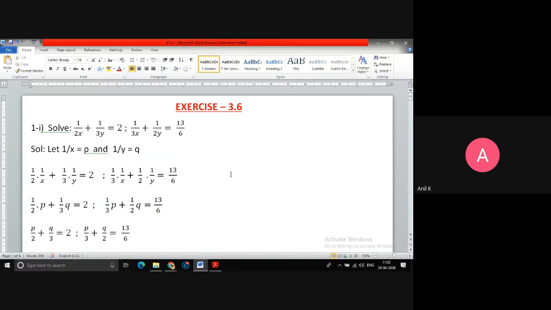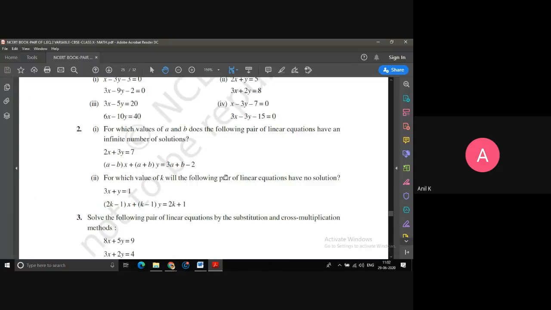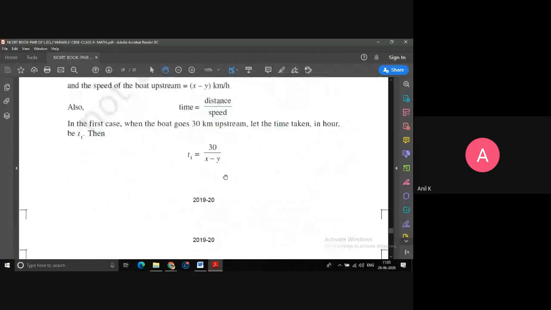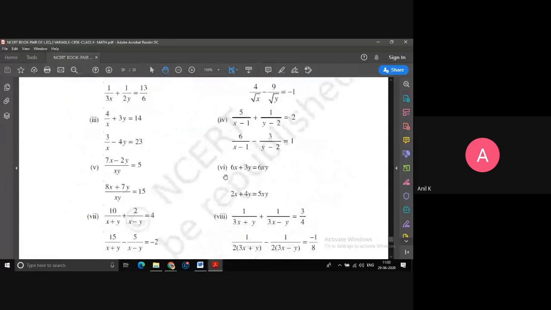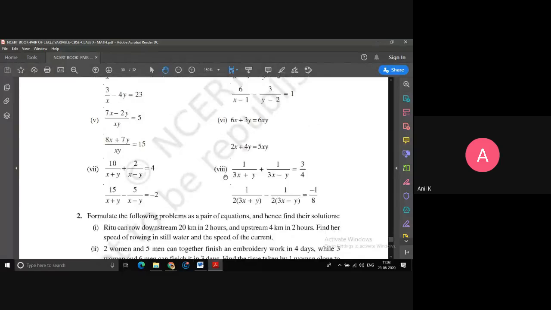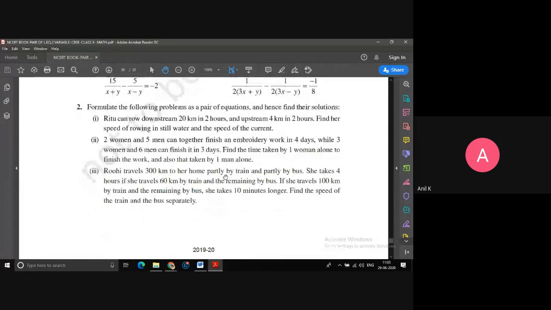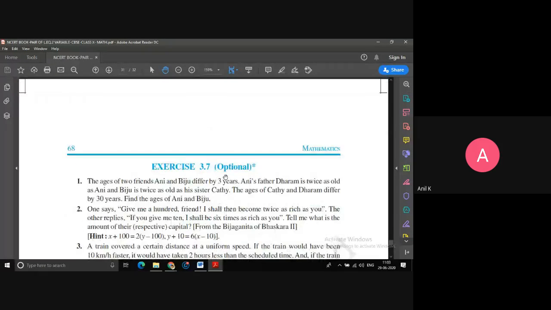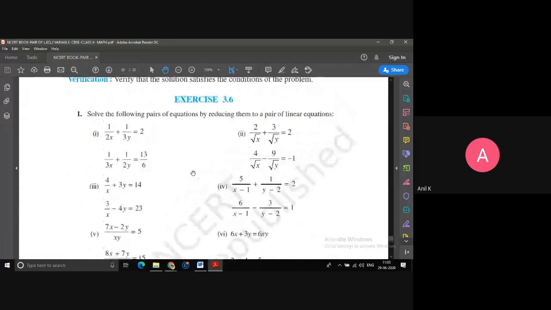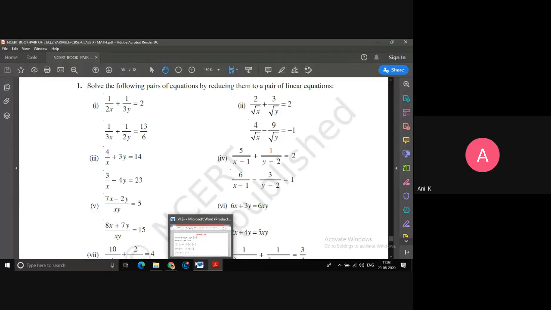Now come to the 3.6 exercise. So here we have plenty of questions. Let me go to the 3.6 exercise. Yeah, this is the 3.6 exercise. There is a first question. In the first question, there are 8 sub questions. In the second question, there are 3 word problems and 1 optional exercise. So I ask you to solve this optional exercise also. Do not leave it as a choice. Solve it because there are 2-3 questions of different types. Please go through it.